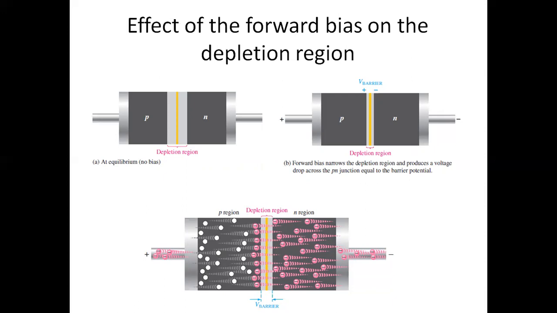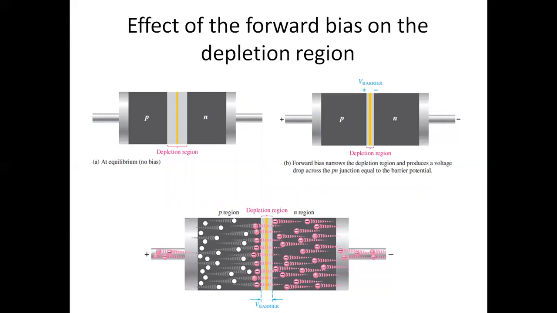And as they move towards the depletion region, they narrow that region. Remember, the depletion region is the region with no charge carriers. But as these charges move towards the depletion region, they narrow that region, so it becomes narrower. And of course, if your voltage source value exceeds the threshold, which we will call from this point the barrier potential.